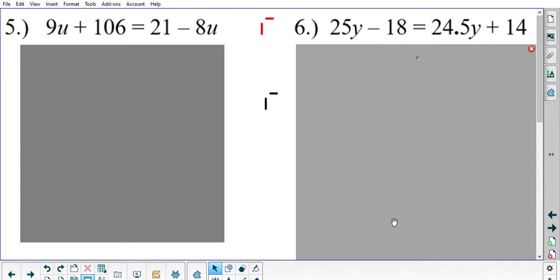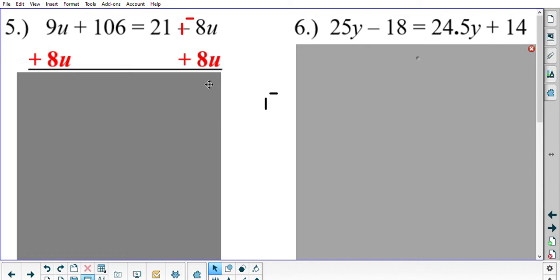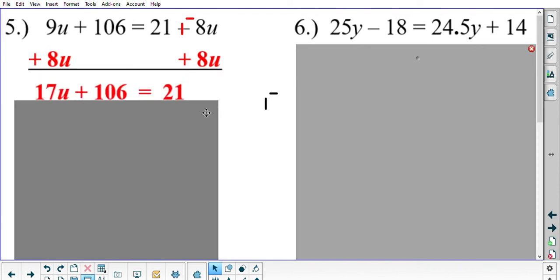Let's find out. Problem number 5. To get the variable to go to one side and to keep it as a positive coefficient, since that minus 8u is the same as plus negative 8u, you would add by its opposite of the variable term. You'd add by positive 8u to both sides to get your 0 on the right, and then you're left with positive 17u on the left side. That's how you can get a positive coefficient on the variable and to get the variable on one side.